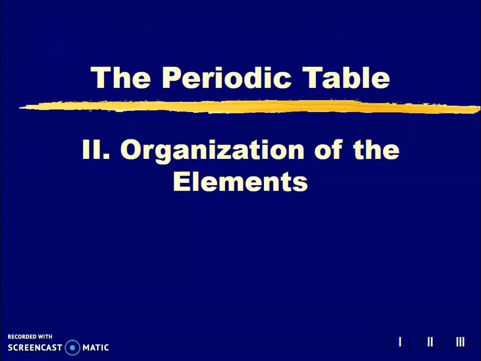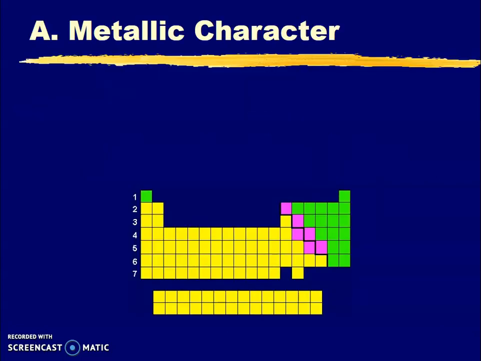Okay, let's talk about the big organization of the elements. So if we take a look at our periodic table, we are going to see one of the patterns is metallic character. So here where I have yellow on my periodic table, these guys are metals. Okay, metals. So as you can see, most of the periodic table is composed of metals or metallic elements. What I have colored green here, these are the non-metals. So they are not metallic.